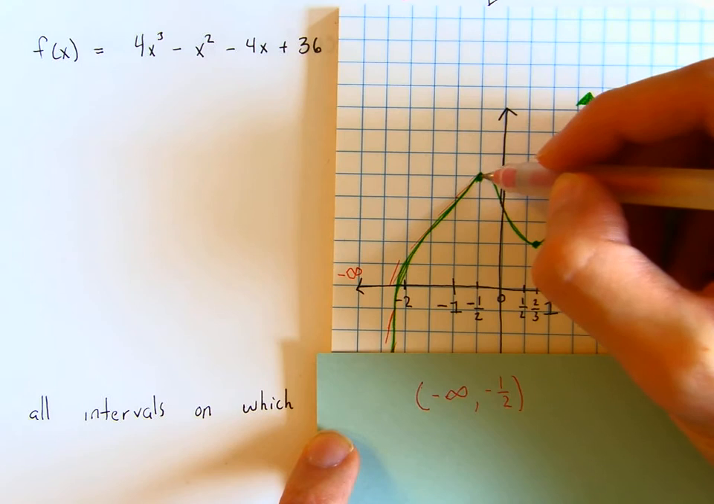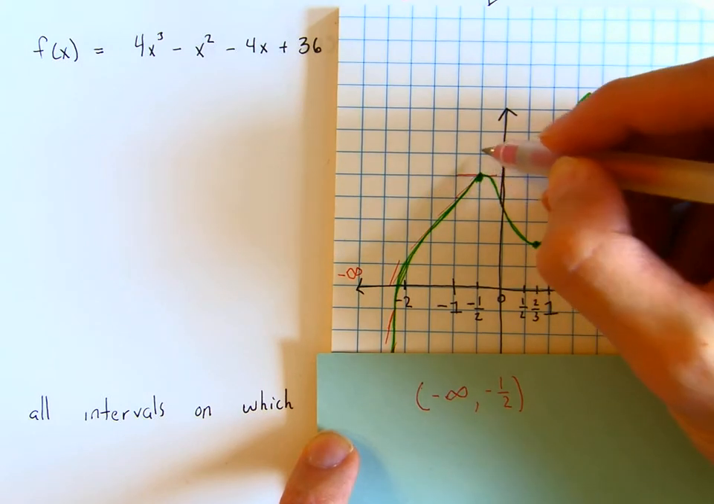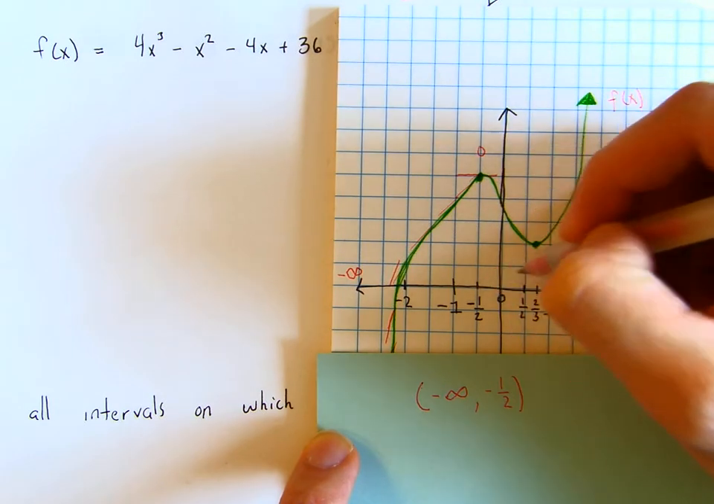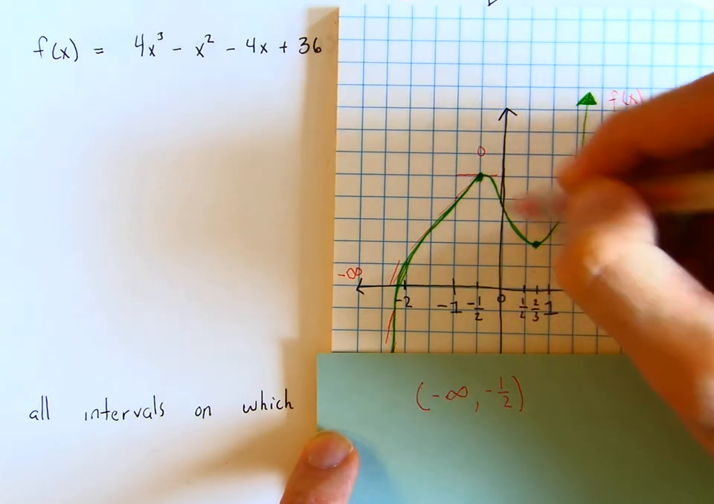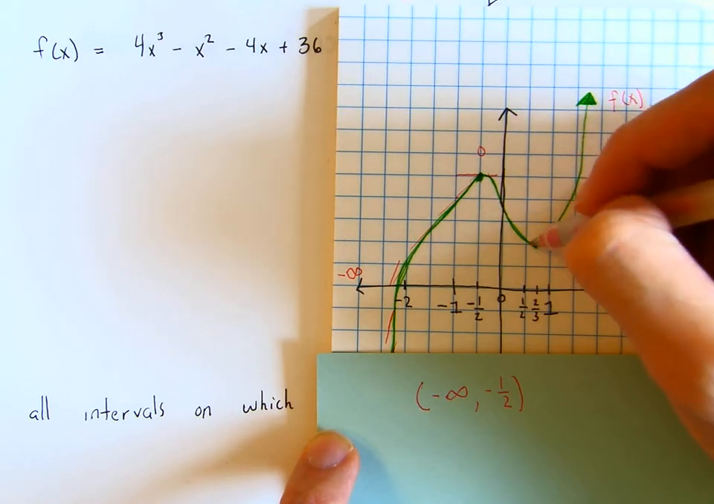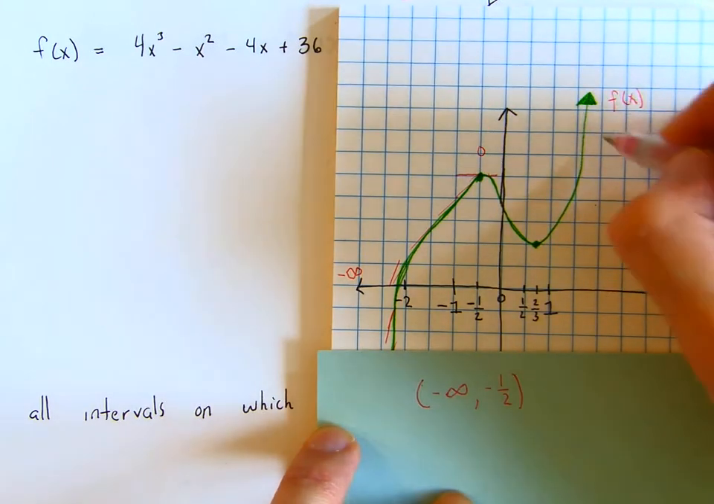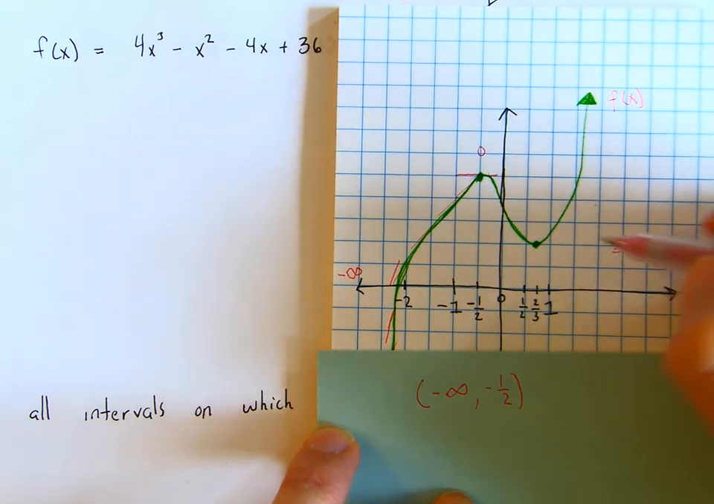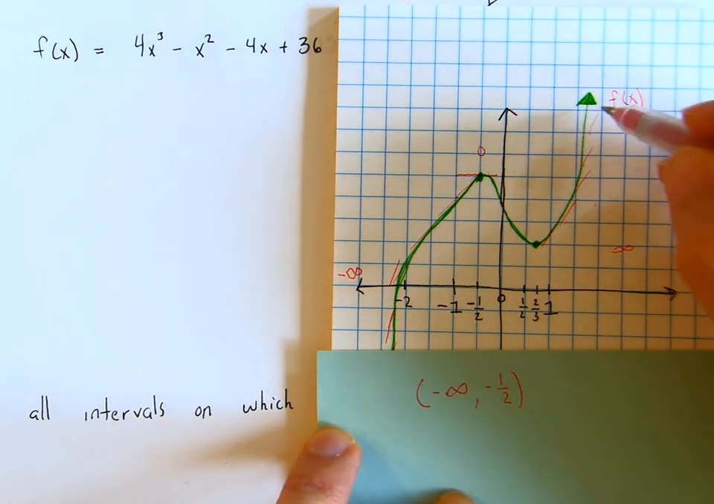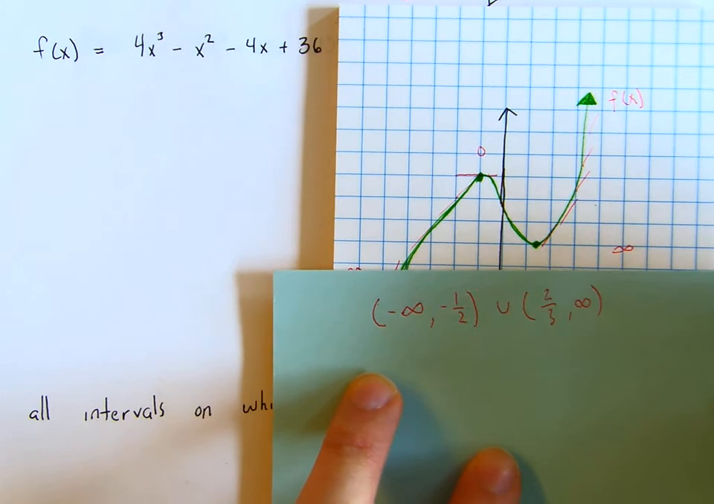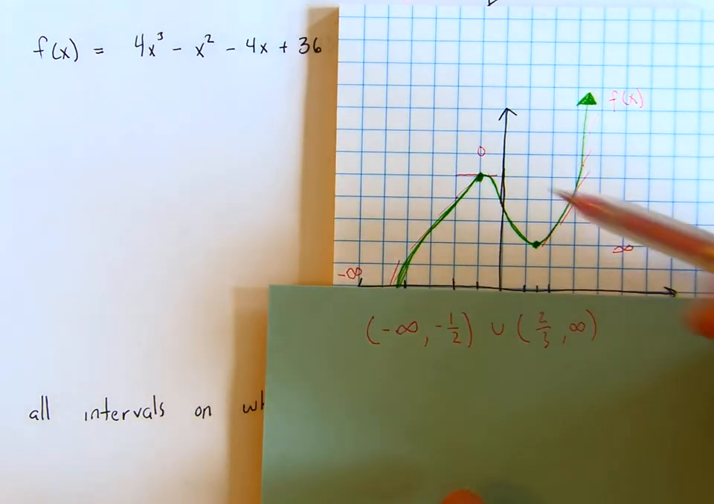Notice what is the slope over here of this tangent line? It's 0. And notice what's happening to the tangent lines from negative a half to 2/3. The tangent lines are negative. So you know the graph is decreasing from here to here, so we don't want that. But then from 2/3 to infinity, the graph has positive tangent lines. So then here we're going to say union 2/3 to infinity. Okie dokie. And that's it. And this is when f of x is increasing.